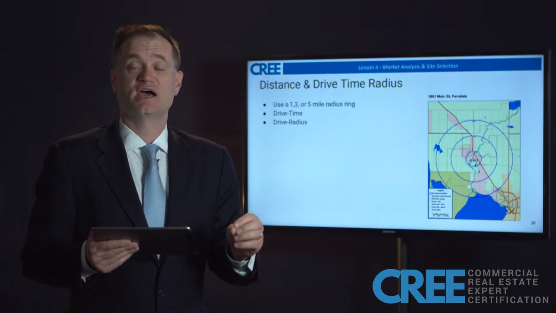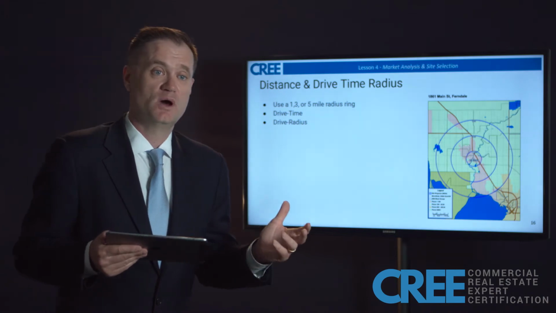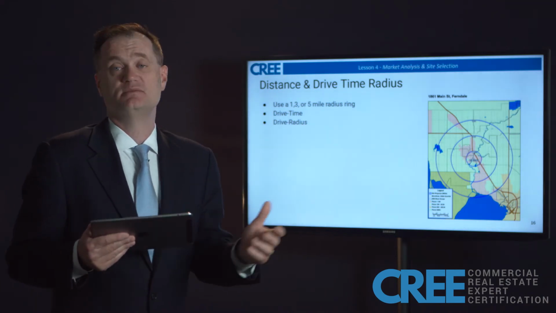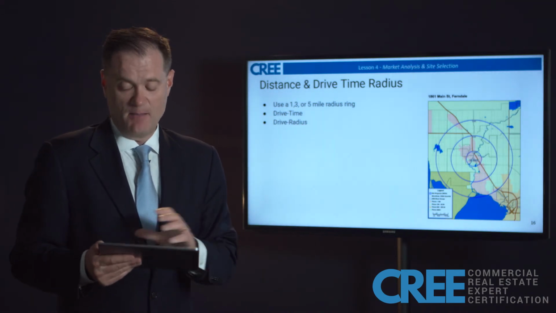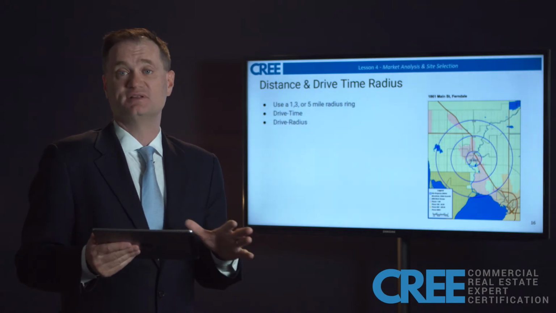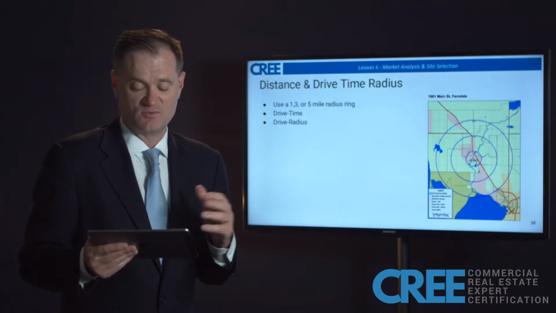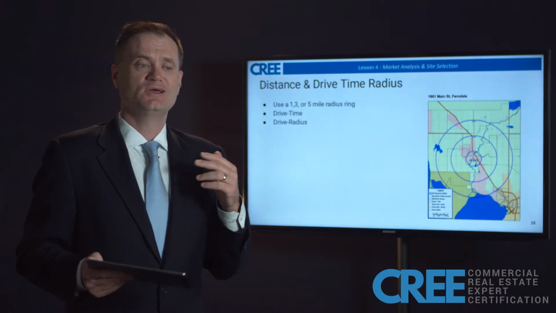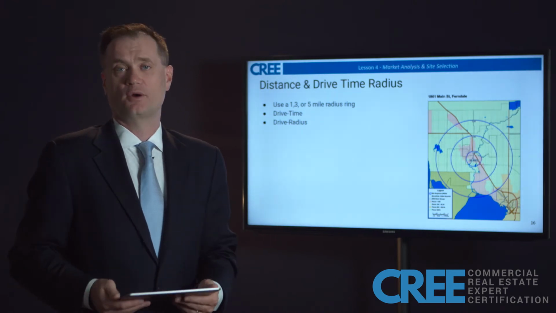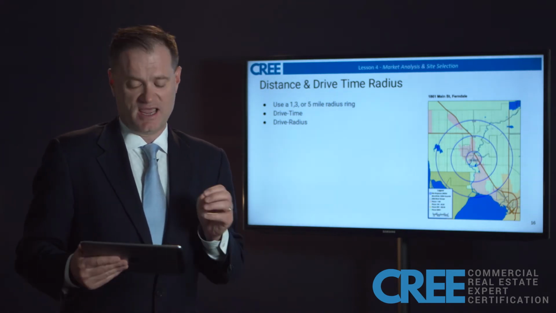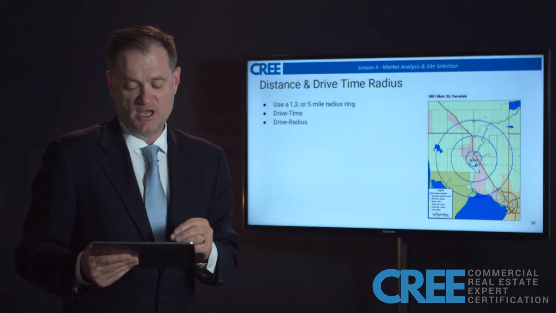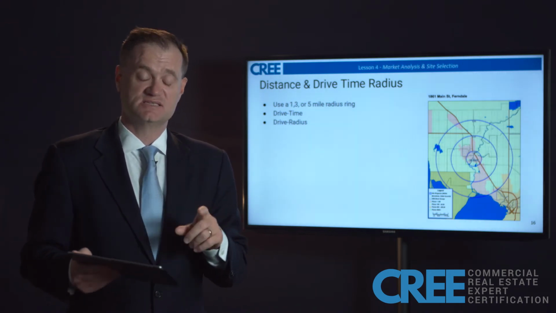We can look at drive time radiuses, which might be a 1 minute, a 5 minute, a 10, 15 minute drive time radius, and that ring might look a lot different than just 3 normal rings of 1, 3, 5 miles. So you're going to want to analyze what's the most important demographic and factor for you in doing your market analysis and site selection.